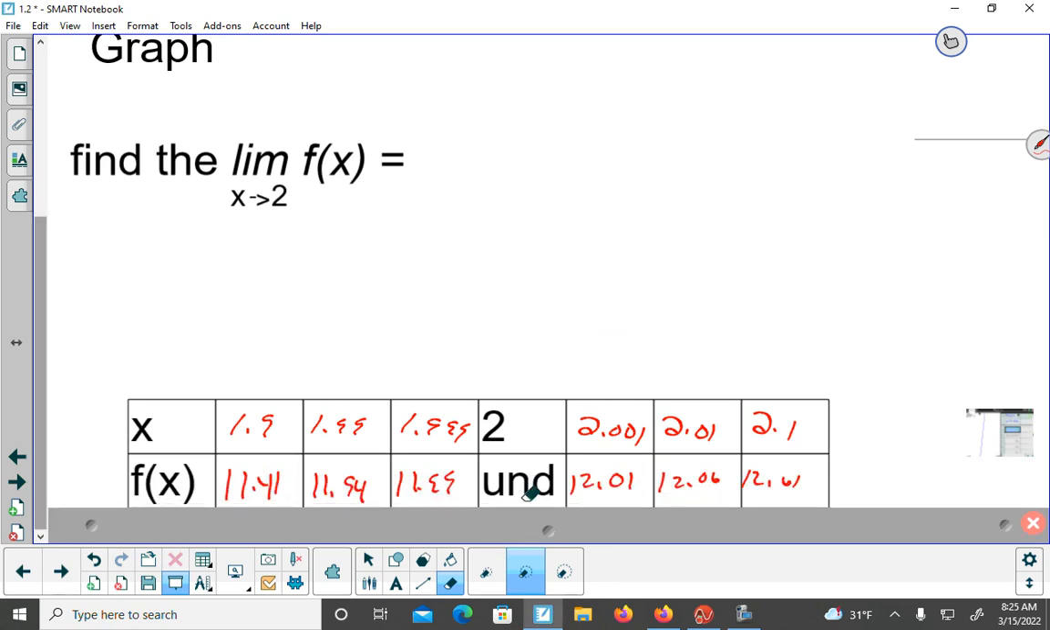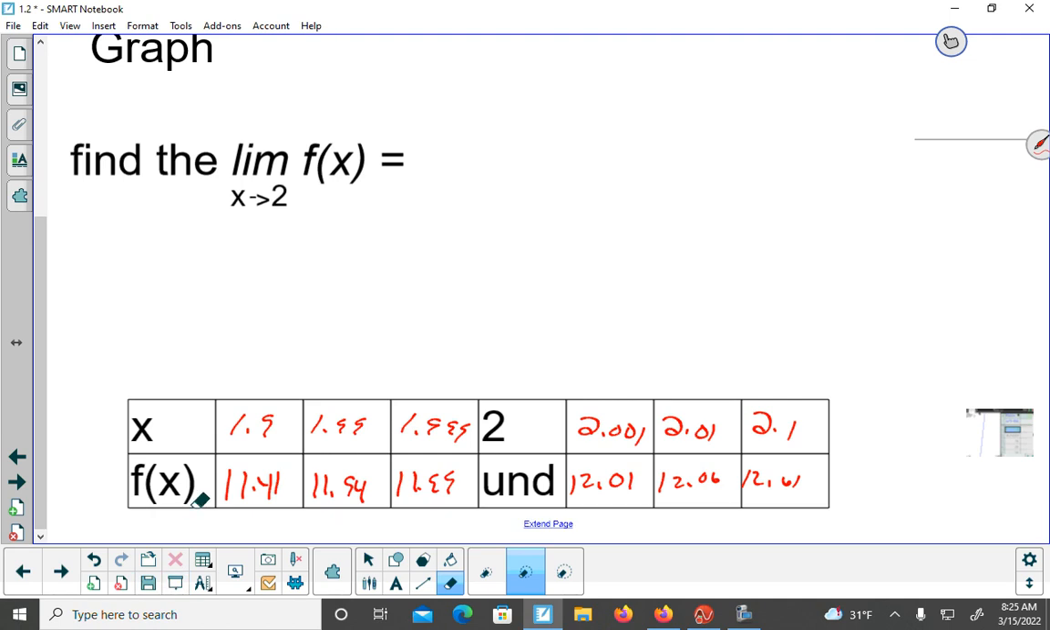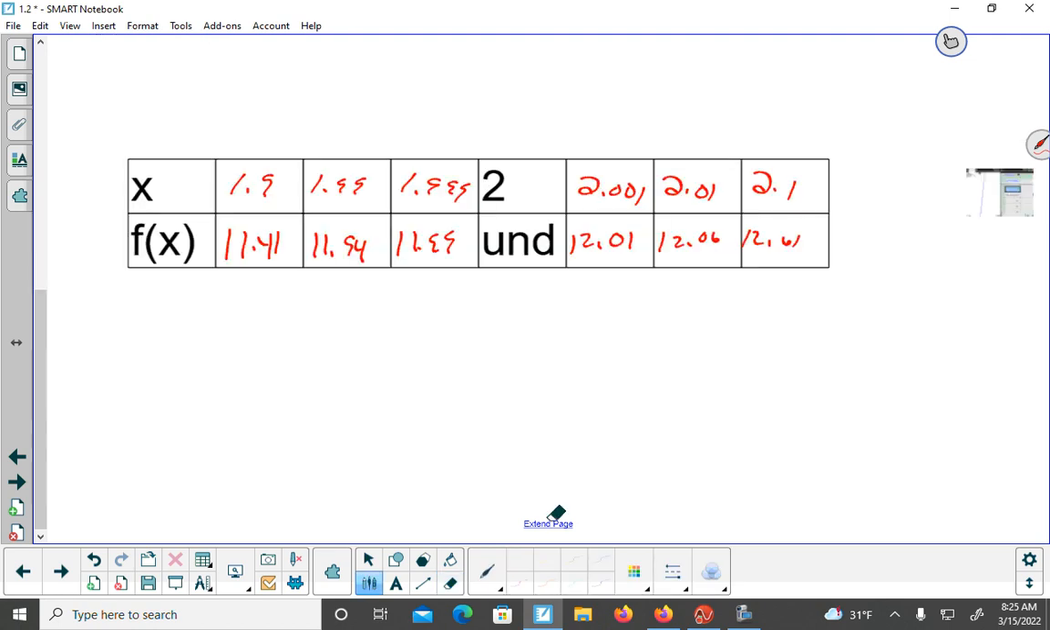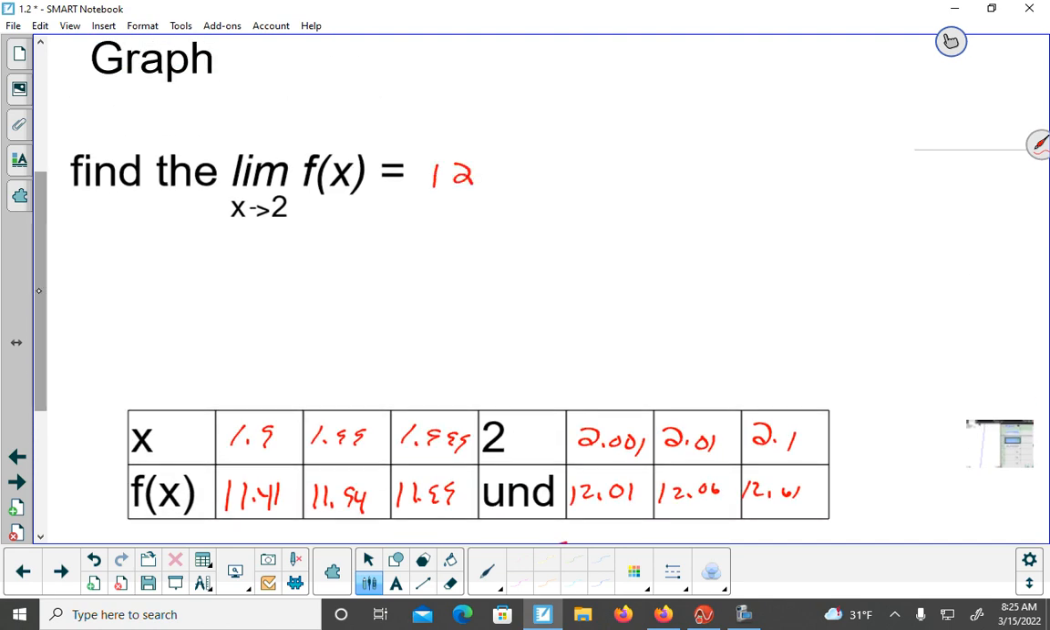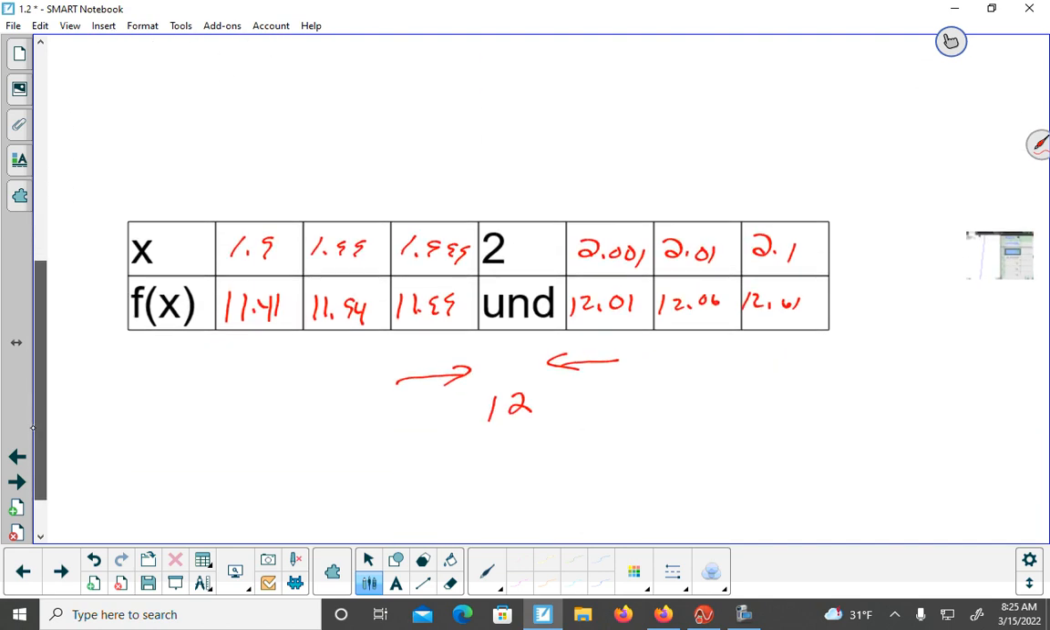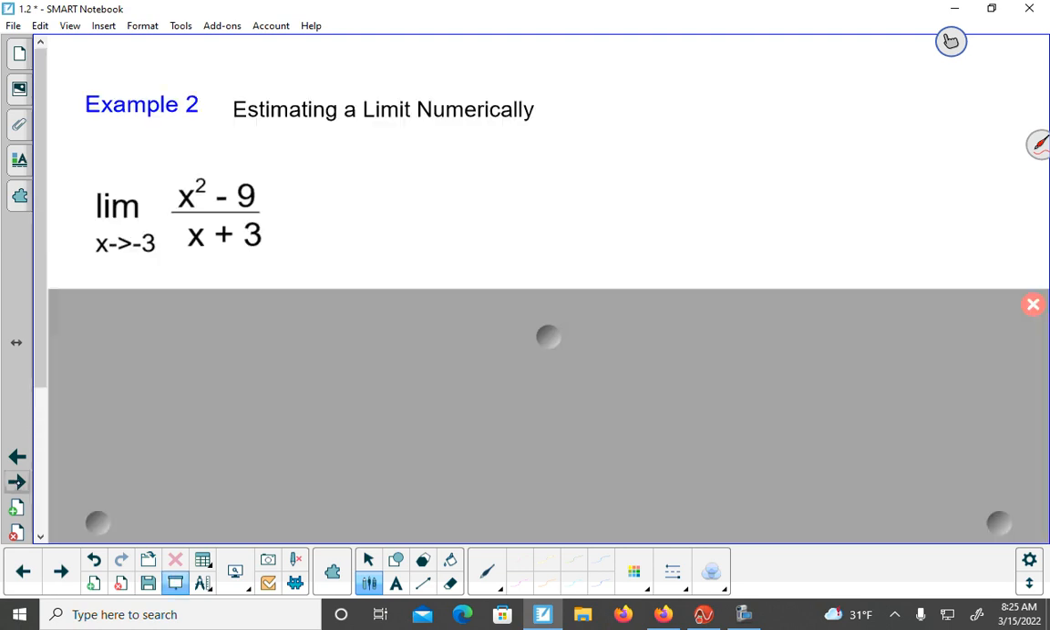And so when I look from the left and when I look from the right, I'm going to say that the function, as I'm going from the left and as I'm going from the right, both sides are getting closer and closer to 12. And eventually your calculator will round to 12. So I'm going to say that the limit is equal to 12. And the reason why I can say that is because both from the left and from the right, I'm approaching the same number.